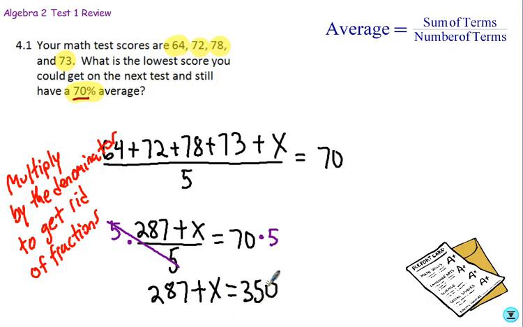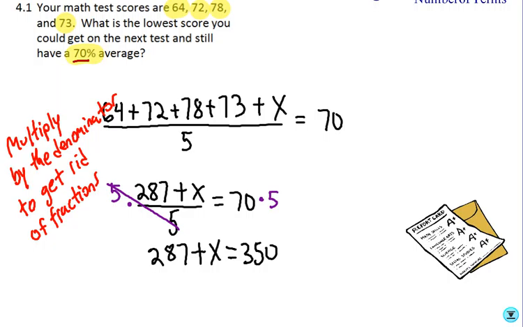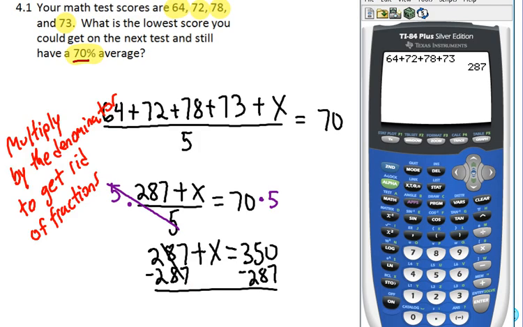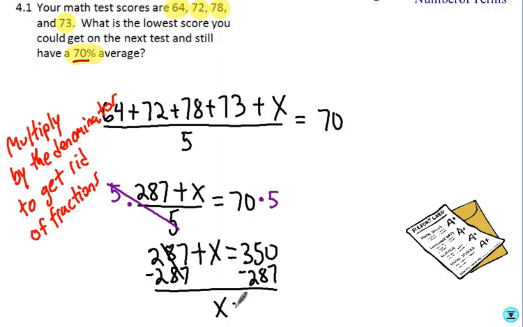So the fraction's gone. And now at this point, I can just solve for X. So I'd have to subtract 287 from both sides, minus 287. And again, let's make sure we got that right. So let's do 350 minus 287, and we're going to get 63. So X would equal 63. What that means is that the 63 is the lowest score that I can get on this next test and still end up with a C in the class. Now, if I got a 64, 65, 85, 100, those would all guarantee me at least that C. But we're saying that this would be the lowest that you could come up with.